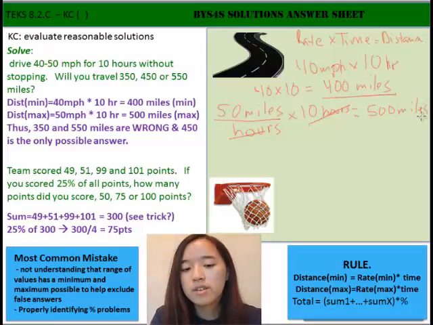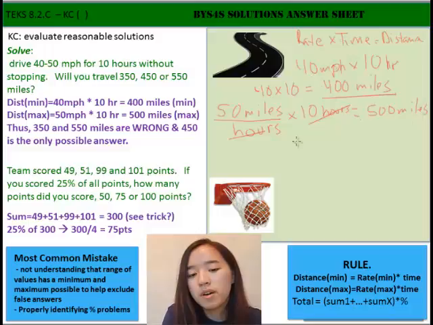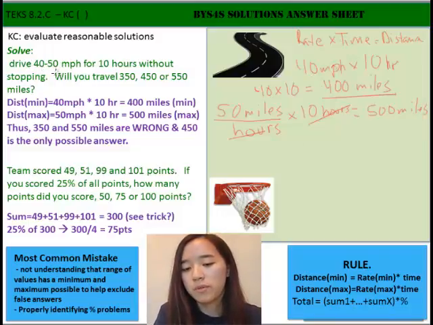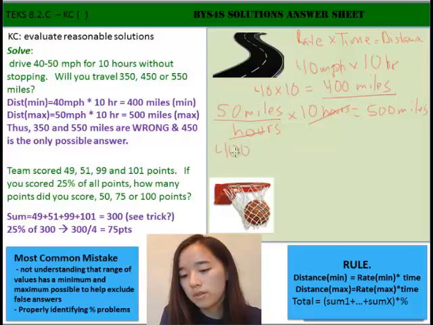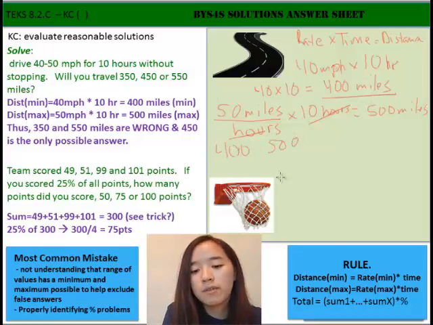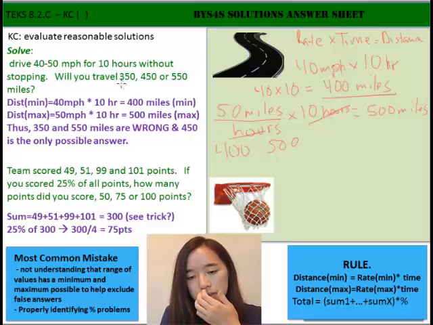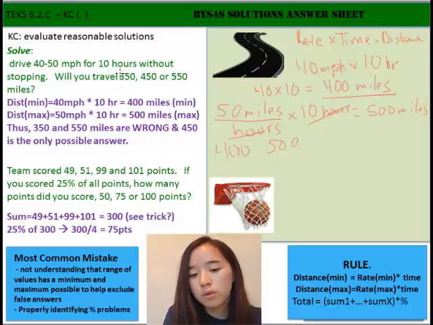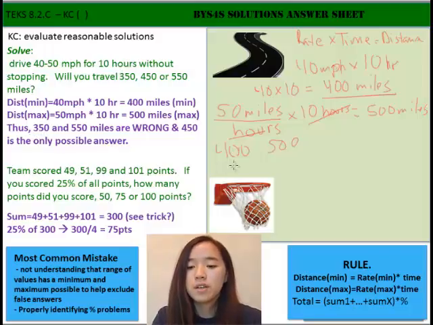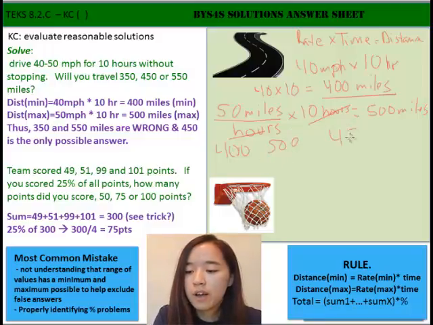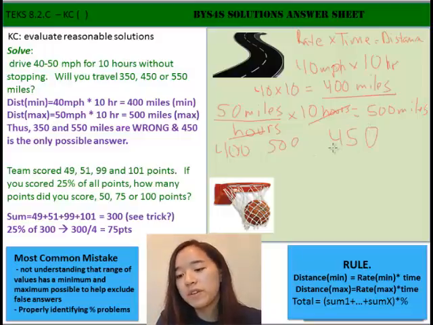So what they're asking is, if you drive somewhere between 40 to 50 miles per hour, how far would you travel in 10 hours? So we see that the minimum is 400 and the maximum distance you could have traveled is 500. Now let's look at our choices again. We see that you have the choices 350, 450, or 550. So 350 is too low, so we can cancel that one out. And then 550 is 50 miles extra, so we know that that can't be possible. So 450 is about how many miles you would travel if you went somewhere between 40 to 50 miles an hour for 10 whole hours without stopping.